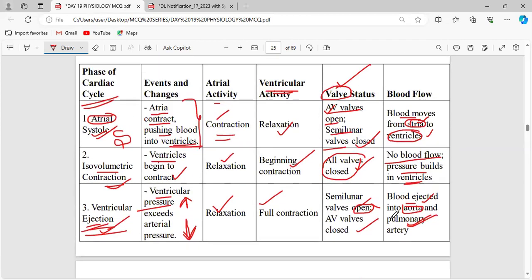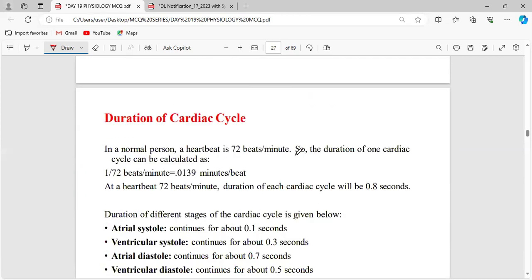So these are all the 5 phases of the cardiac cycle. And if you have any doubts, you can ask me. Okay, don't hesitate to ask any doubts.